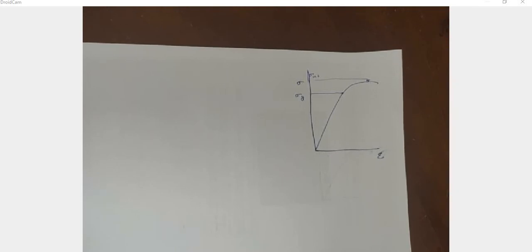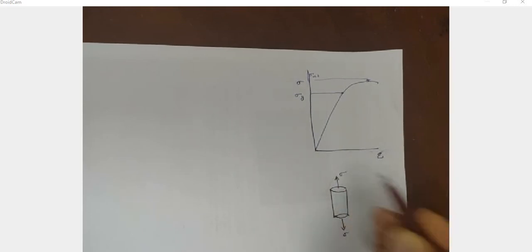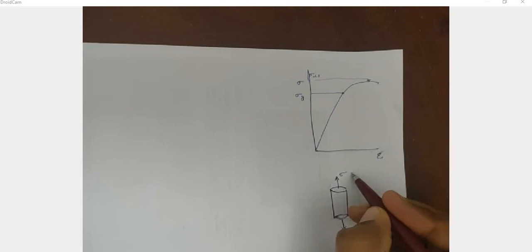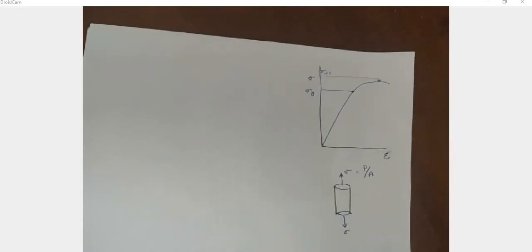For example, after conducting the tensile test, we can draw this stress strain diagram. From this stress strain diagram, this is my specimen. This is the stress applied axially in one direction only. This is equal to P by A. The stress applied is equal to P by A.